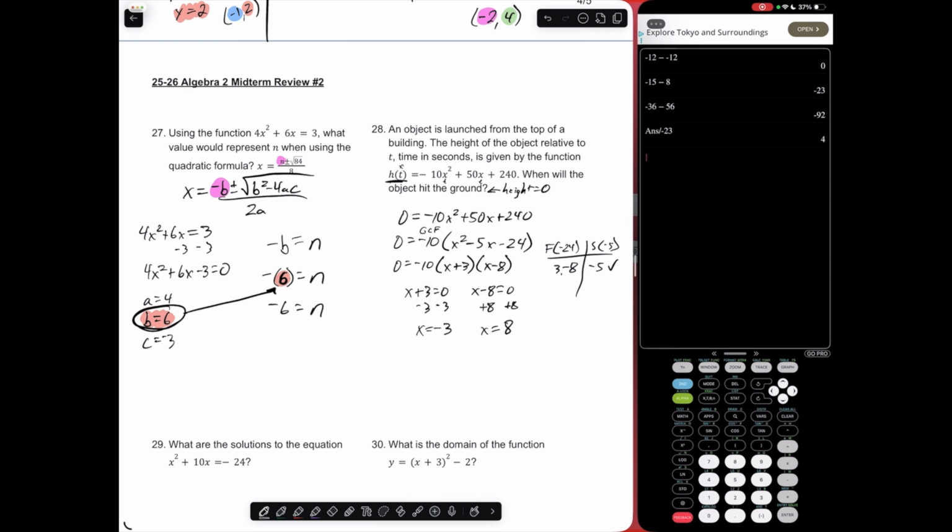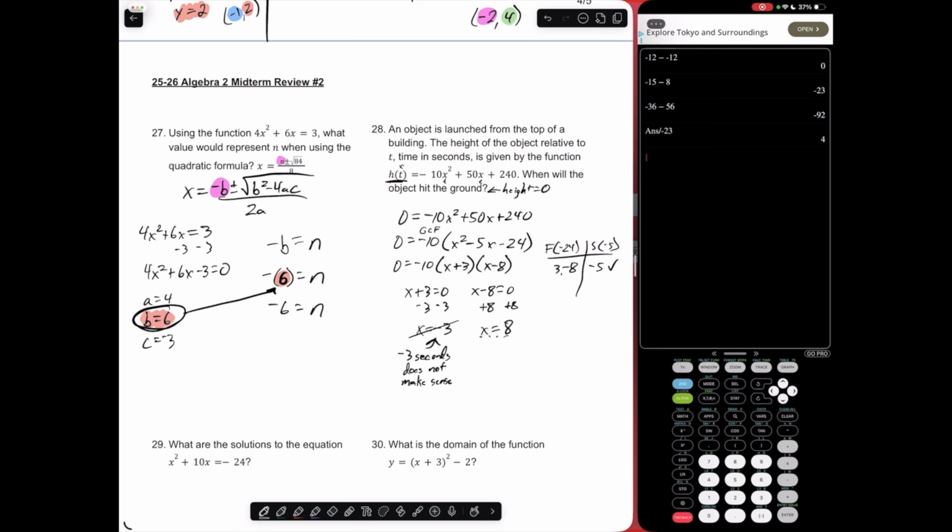The question is, when will the object hit the ground? X being the when. This one here is negative 3 seconds. That does not make sense. We can't have negative 3 seconds. So any negative x value we can rule out. That doesn't work. So this would be our solution.